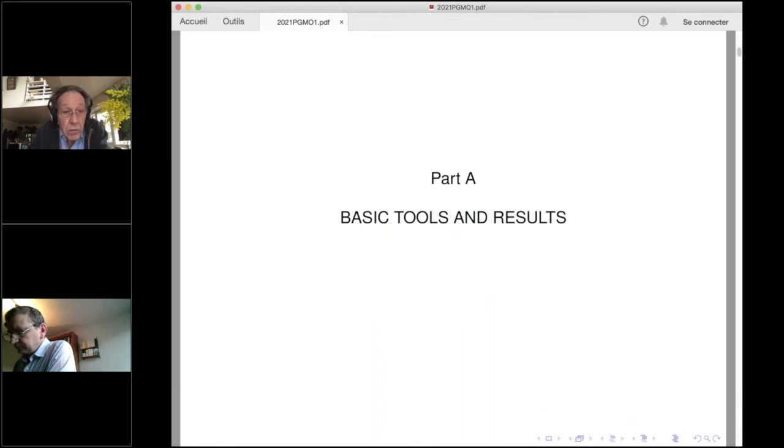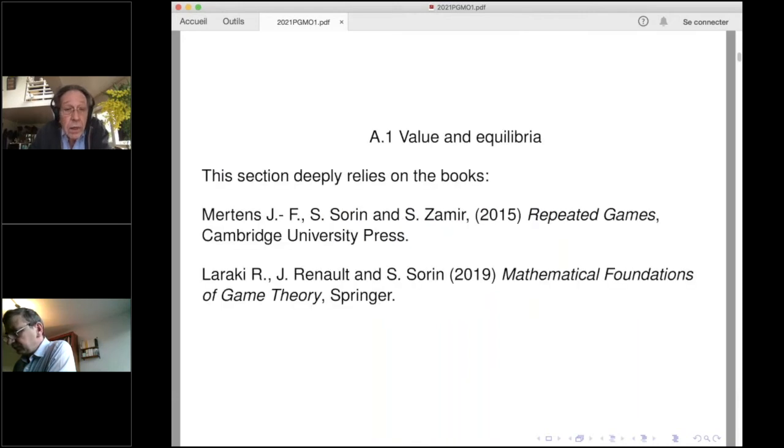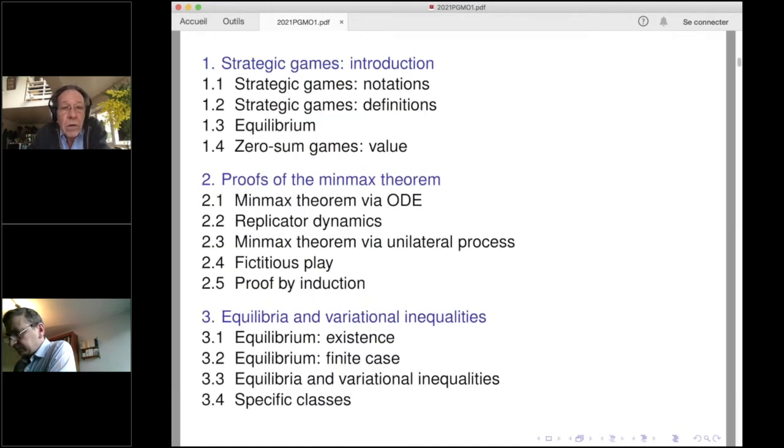Part A is today, and A1 is this morning. This section relies very much on the books that I wrote with Jean-François Mertens and Shmuel Zamir on one hand, and with Rida Laraki and Jérôme Renault on the other. This is the content of this morning's lecture: introduction to strategic games, 5 proofs of the min-max theorem, and then a part on equilibria.